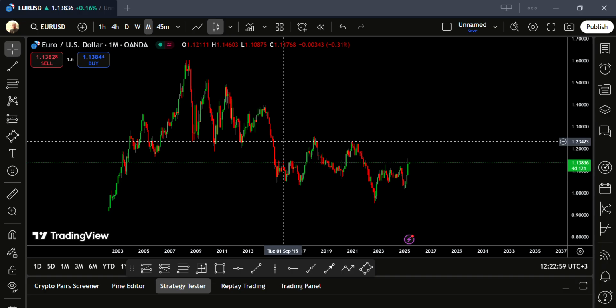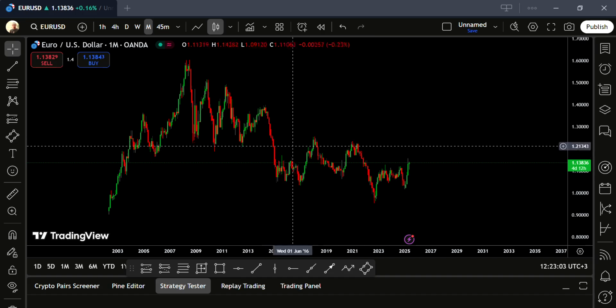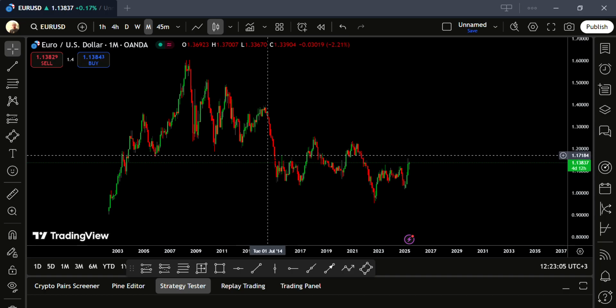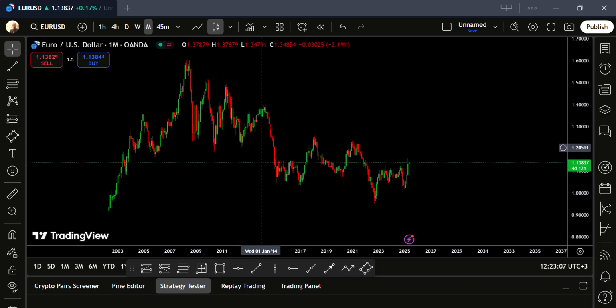Okay, so now, first thing first, what do you want to see before you start drawing your support and resistances? You want to see a place or an area where price has hit 2 or more times and has been bouncing off that area. 1 time can be enough, but it is not enough. At least 2 times, and price has been bouncing off that area, then that means that is a strong area of support and resistance.